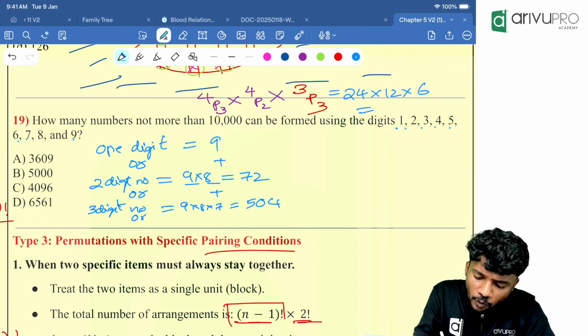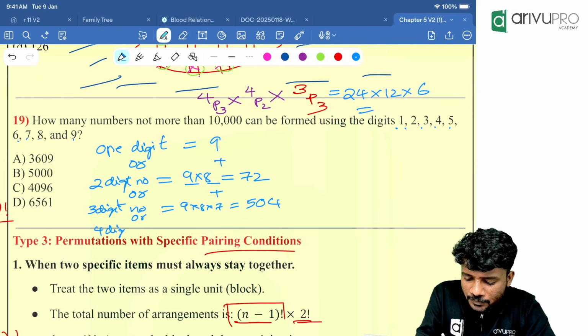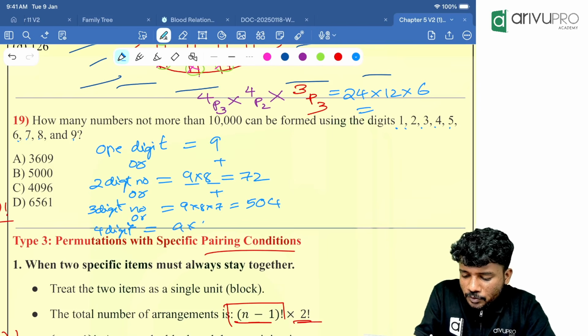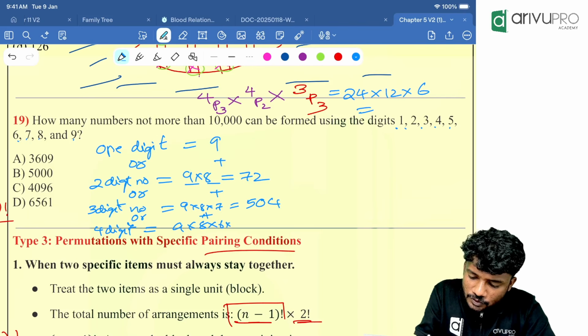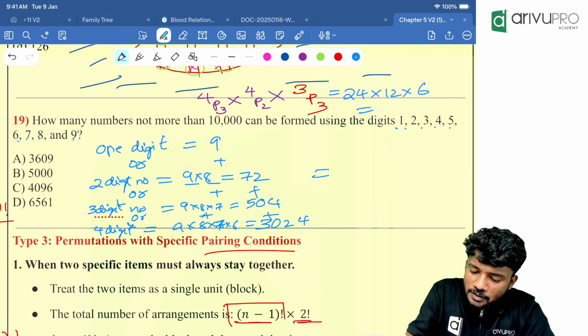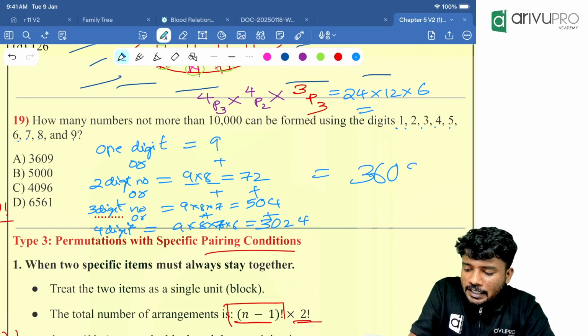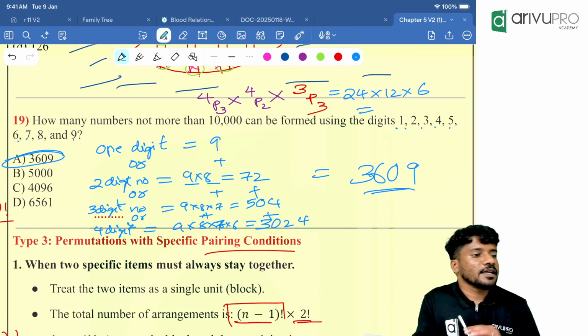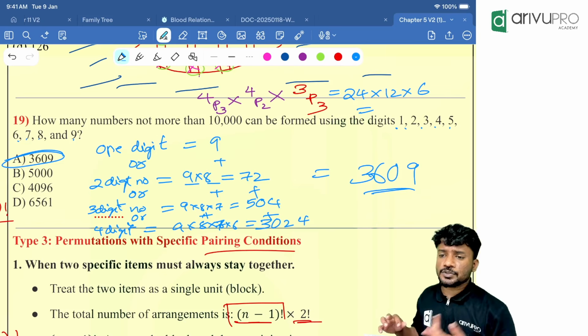Which is equal to 504. Or 4-digit number: 9 into 8 into 7 into 6, which is equal to 3024. In total, it is 3,609. Okay. Answer is Option A.